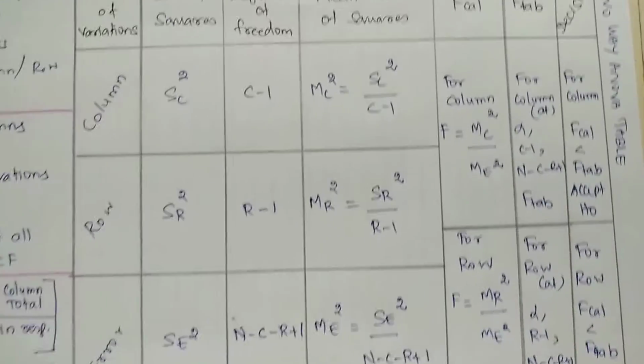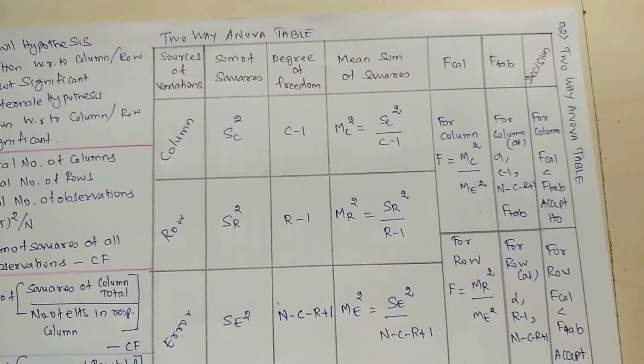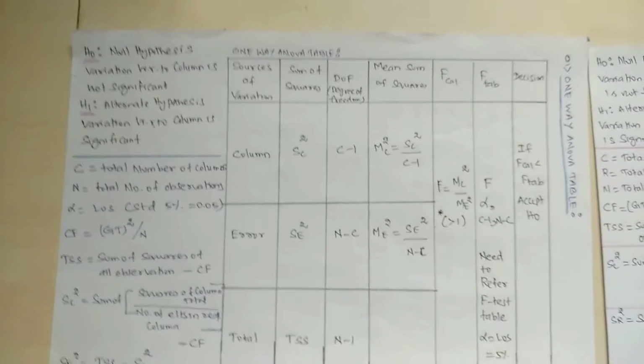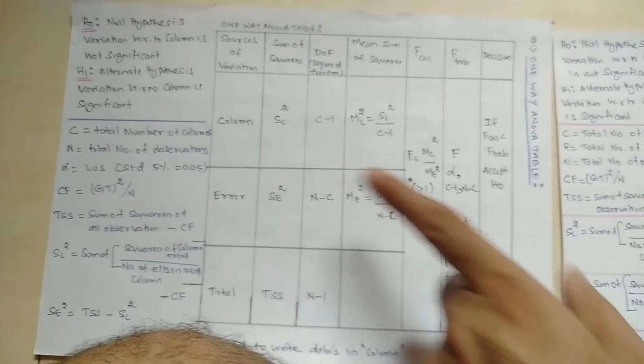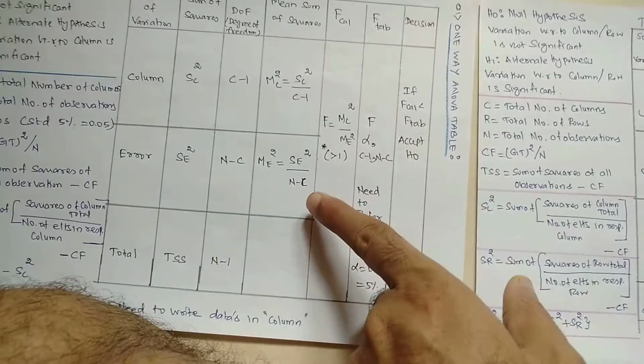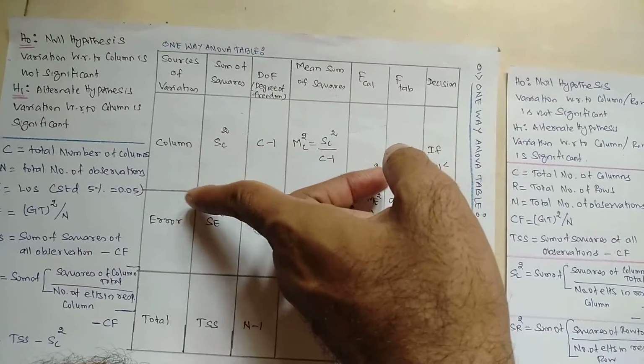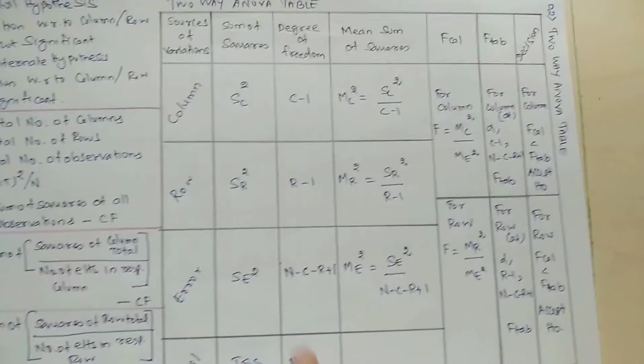This is the ANOVA table corresponding to two-way classification. Already this is what we have seen. This is just for a reference. For one way, just we had a column, error, and then based on that we did. Here just we are including one more factor, that is row. Based on that only we are doing.